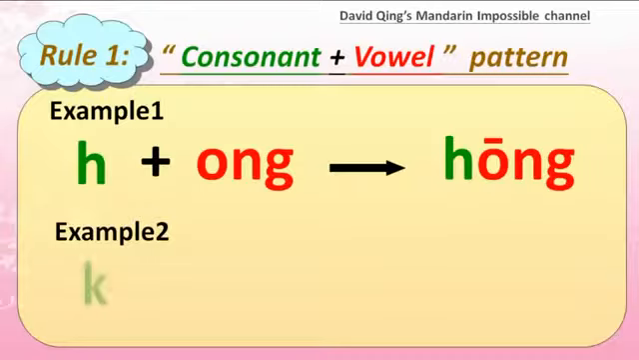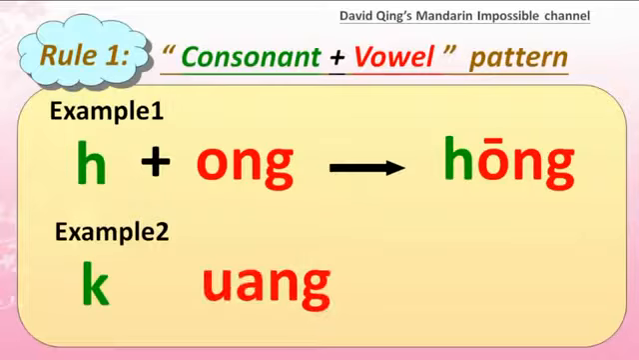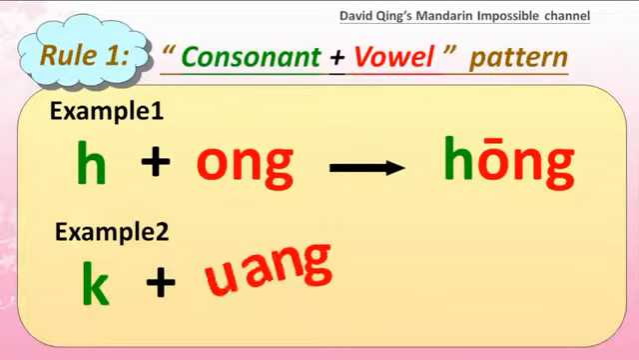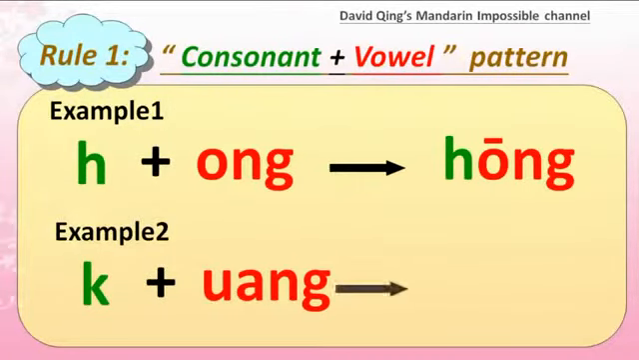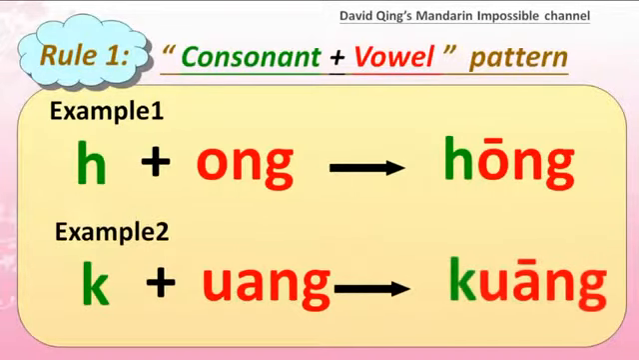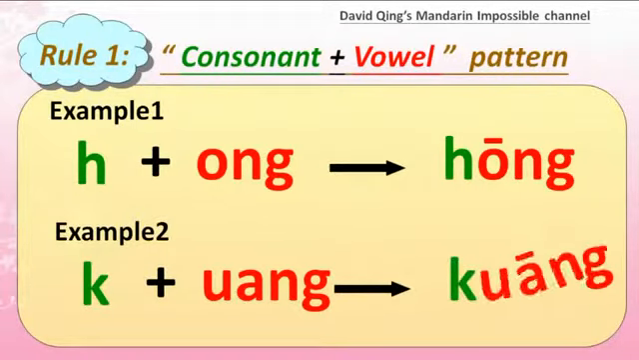Let's see another example. The consonant symbol on the screen is pronounced ke, and the vowel symbol on the screen is pronounced wang. So, if you combine the consonant ke and the vowel wang together and pronounce it with the first tone, it is pronounced kwang. Kwang.